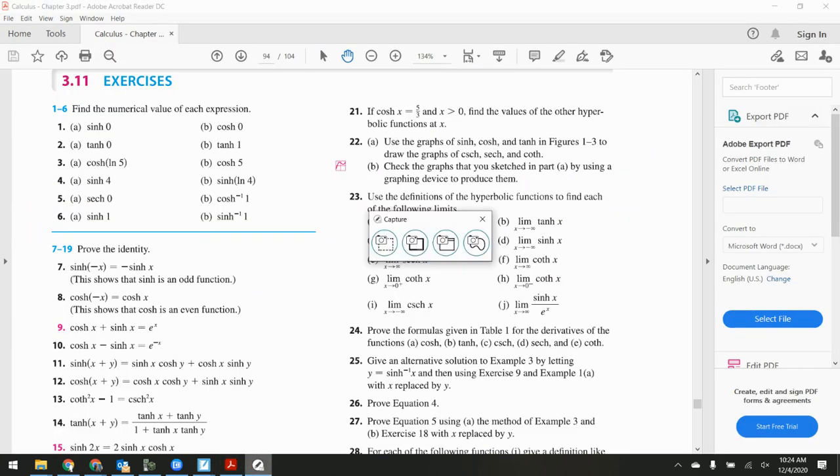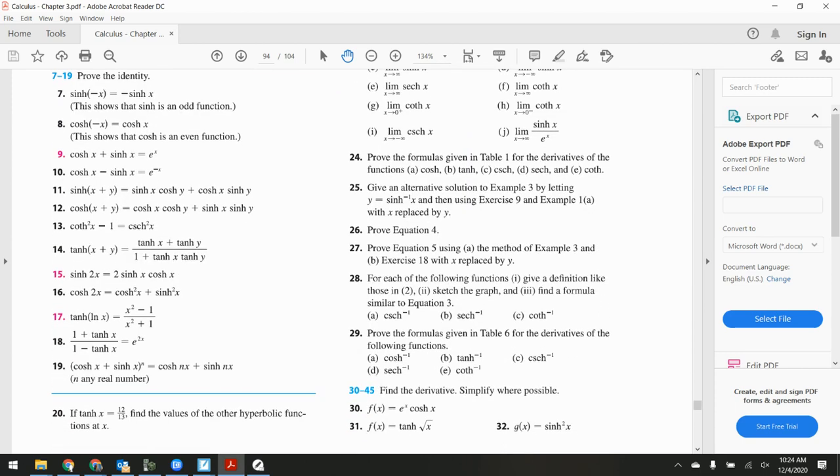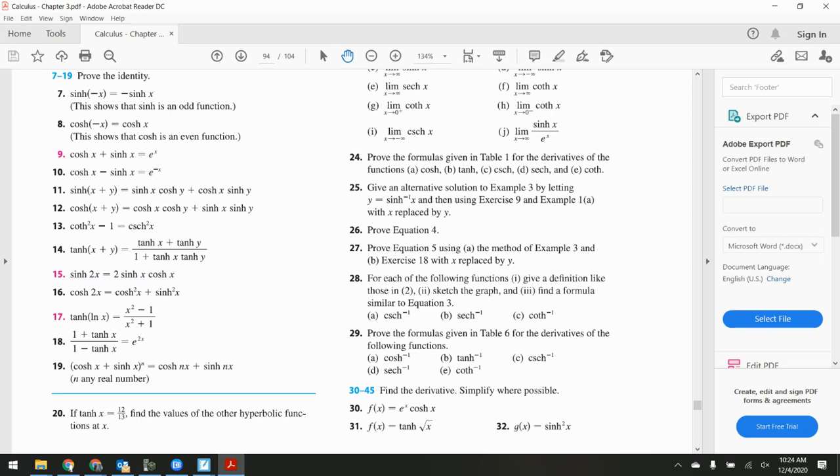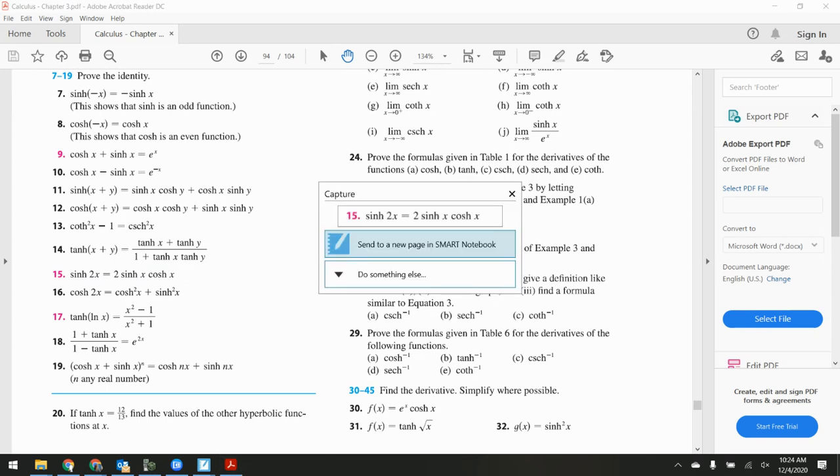Let's take a look at 15. Yeah, 15 is a good one. I like 15. It's a good one. I would say that.